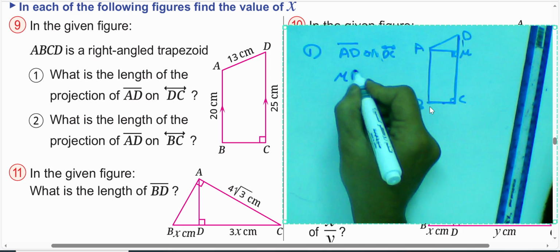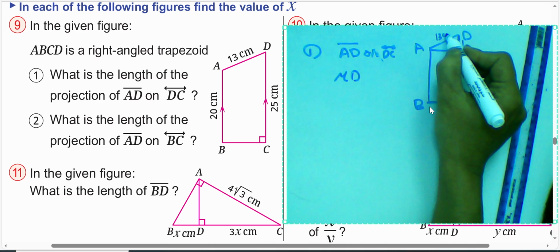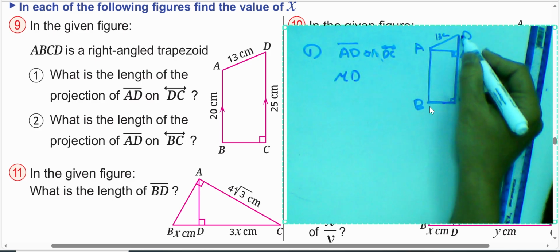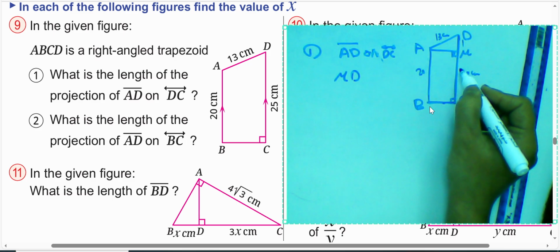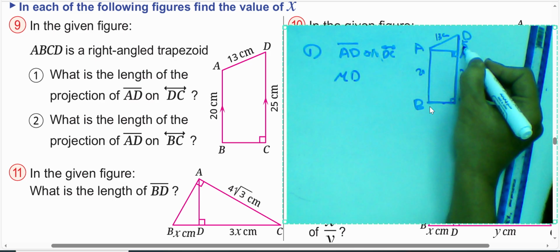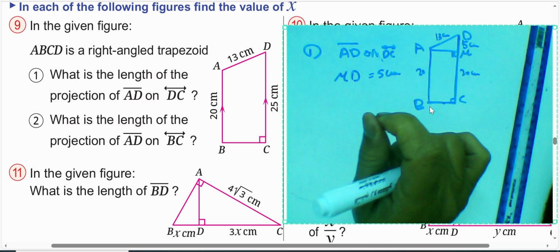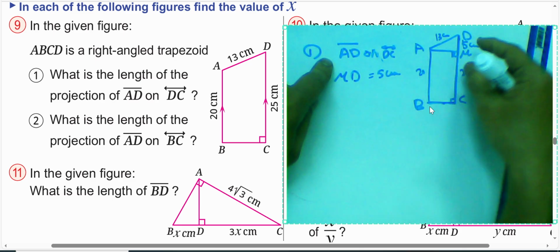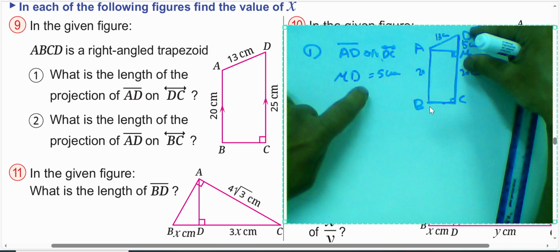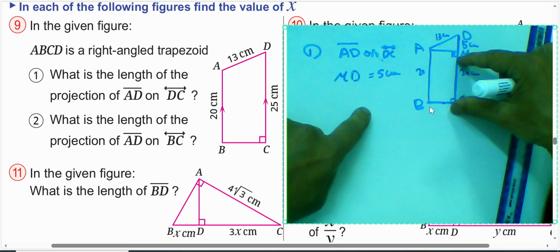Then we want to find the length of MD. How? We have 13 centimeter, and this all 25. This is only 20 centimeter, and 25 minus 20 is 5 centimeter. Then the length will be 5 centimeter. We want to find the length of the projection of ED on DC. I will put here point M. The projection will be MD. MD will be 5 centimeter because this line segment 25 equals 20 plus 5.